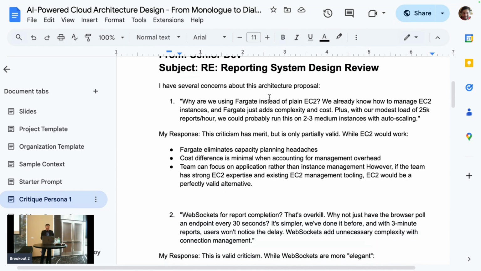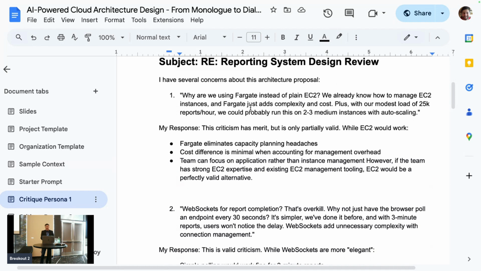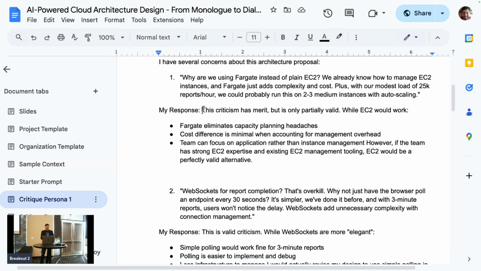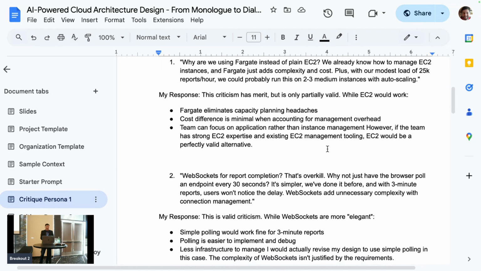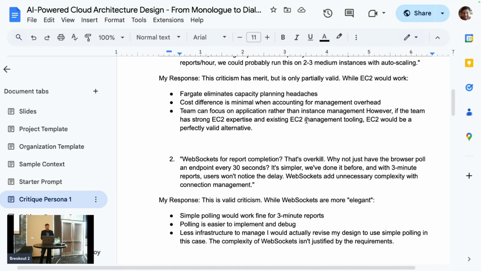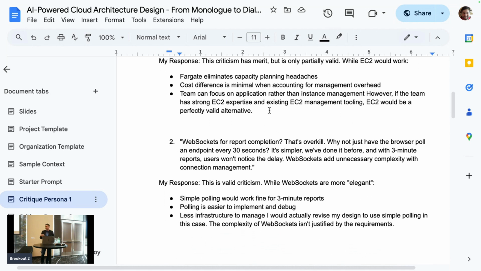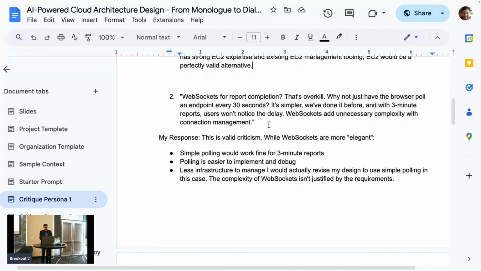It says, why are we using Fargate instead of plain EC2? We already know how to manage EC2. And this is the model responding to the fictitious email, so it gets kind of meta. It says, this criticism has merit, but is only partially valid. So it talks about how Fargate eliminates capacity planning. It doesn't really cost more. And it has a lot of managed features.